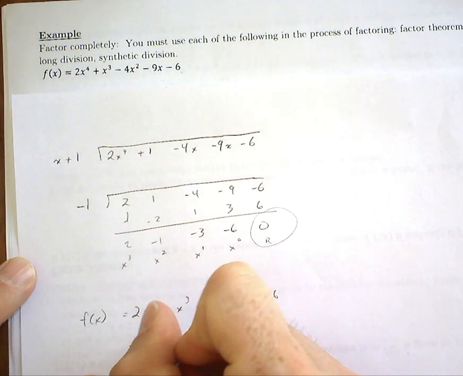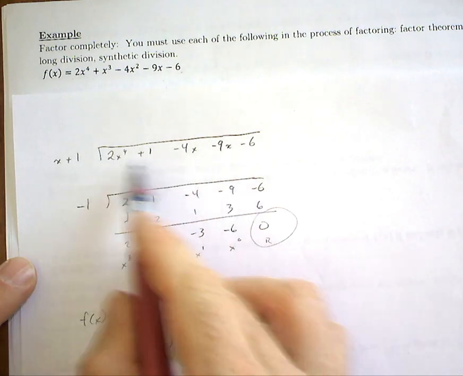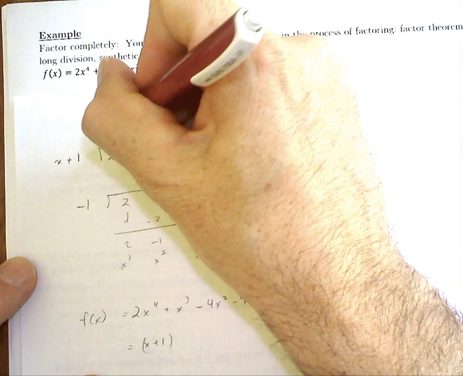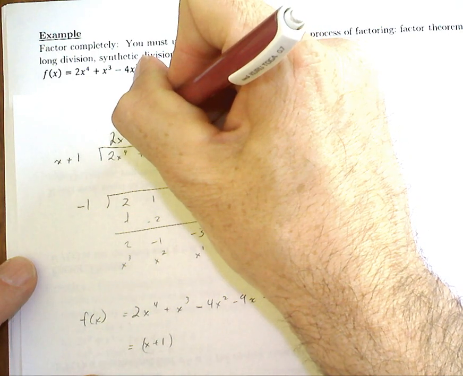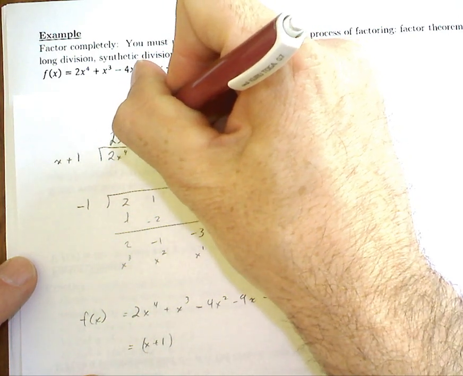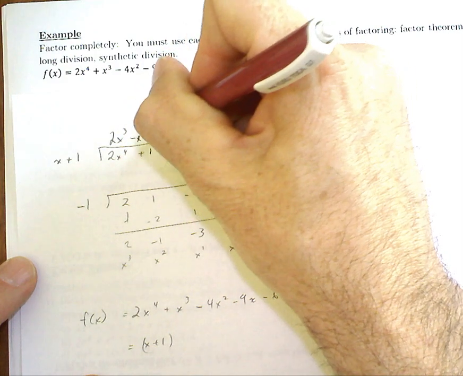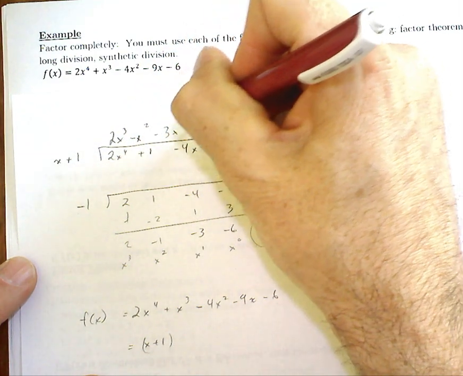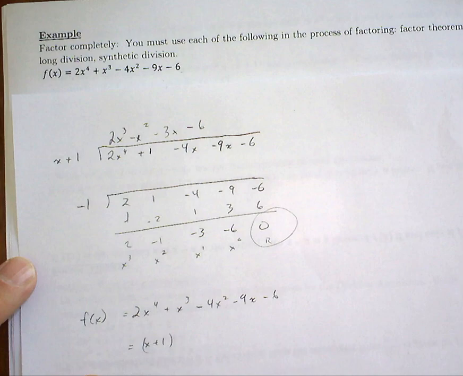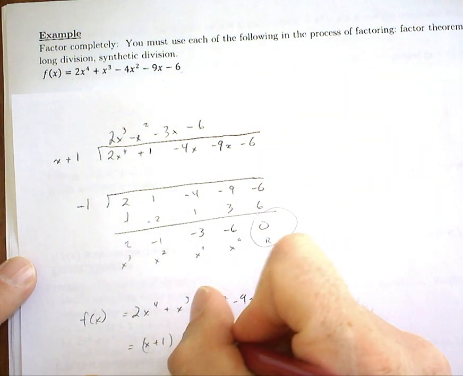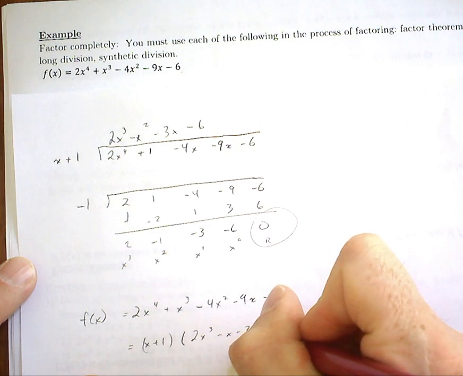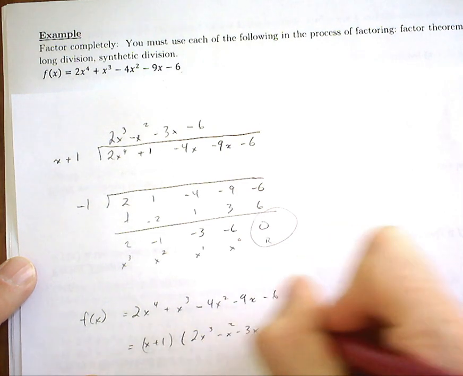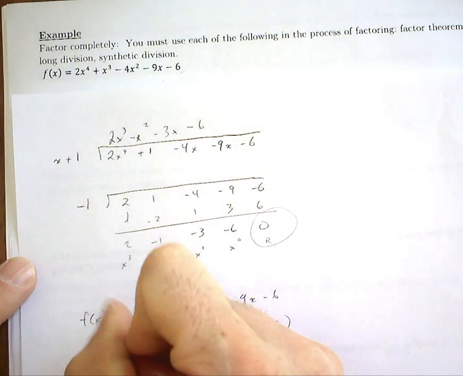We now can write it as x plus 1, which was my divisor, goes into this, and the resulting quotient was this. So I'm getting pretty close here, I think. I've just knocked this down a degree. So this is f of x.